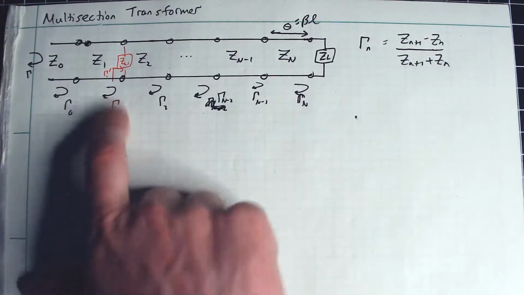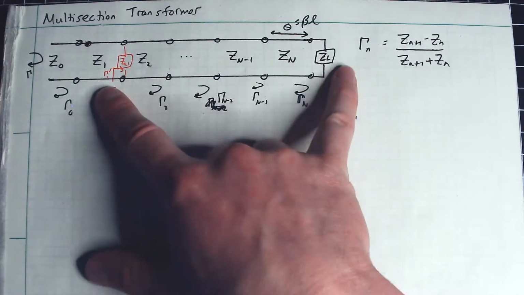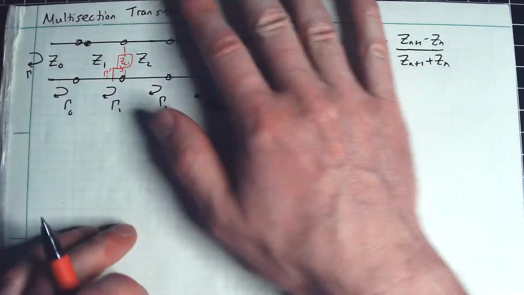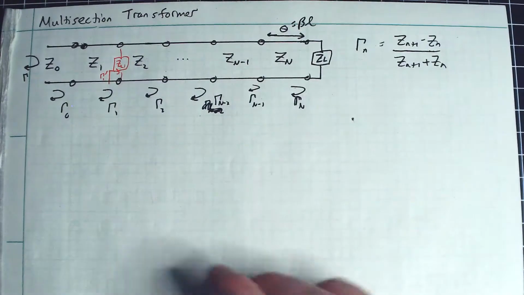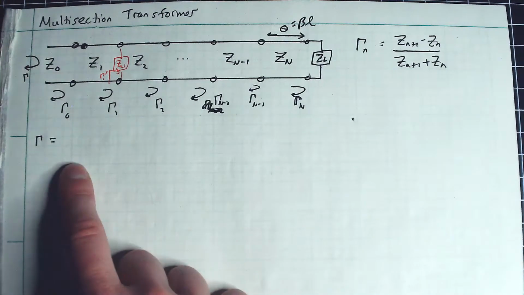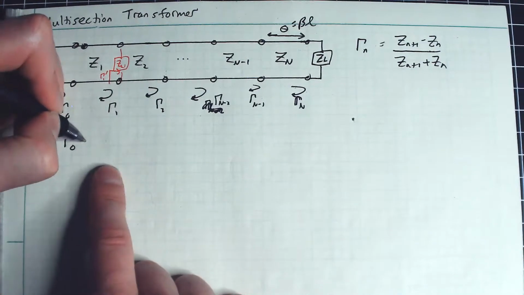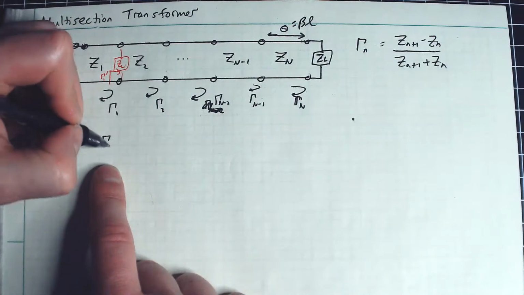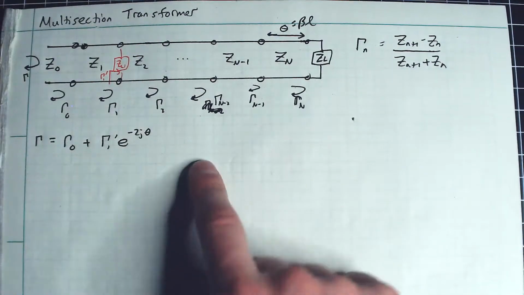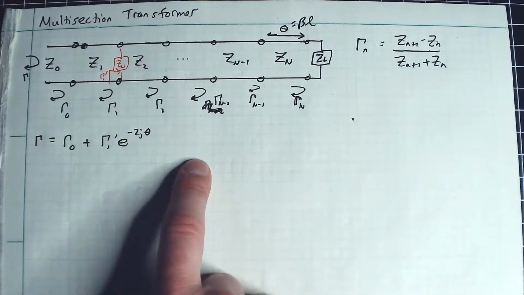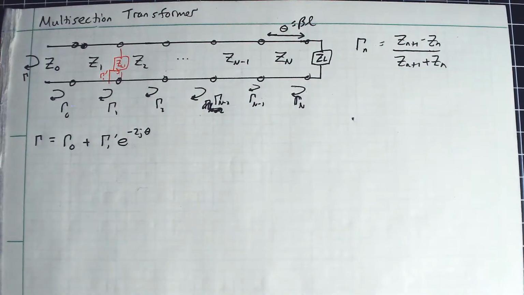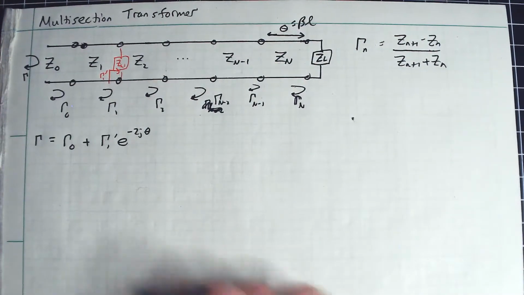So it's not the partial reflection coefficient. It's if I took all of this and lumped it together into a load, what would I see here? I would have a single transformer. So it would follow the equation which we just derived in the previous section. Gamma is equal to gamma naught plus gamma 1 prime e to the minus 2j theta. That is the reflection coefficient for the small reflections, at least approximately, we can write it as that.